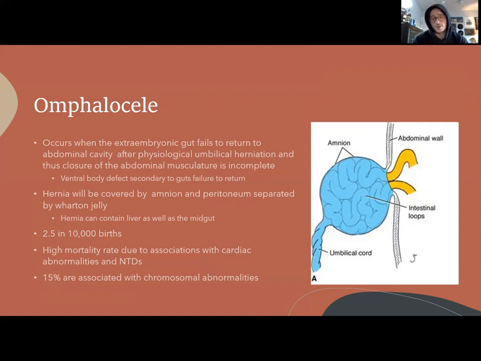It's a fairly common birth defect of 2.5 in 10,000 births, and it has a high mortality rate due to associations that it has with cardiac abnormalities as well as neural tube defects. 15% of omphaloceles are going to be associated with chromosomal abnormalities. And it's also going to be associated with high alpha fetoprotein concentrations in the maternal serum as well as the amniotic fluid. This particular defect is going to occur during the 6th to 10th week of gestation, which is when the physiologic umbilical herniation is normally happening.